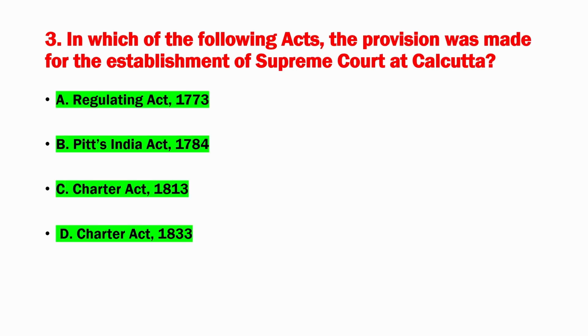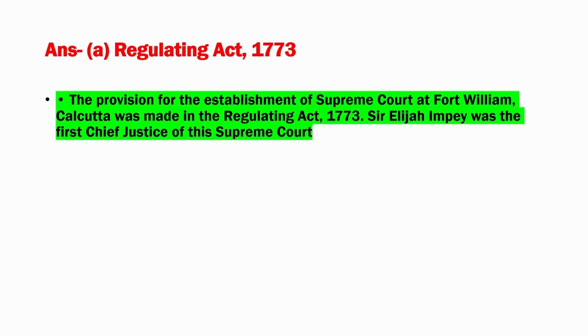3. In which of the following Acts was the provision made for the establishment of the Supreme Court at Calcutta? The correct answer is A, Regulating Act 1773. The provision for the establishment of the Supreme Court at Fort William, Calcutta was made in the Regulating Act 1773. Sir Elijah Impey was the first Chief Justice of this Supreme Court.